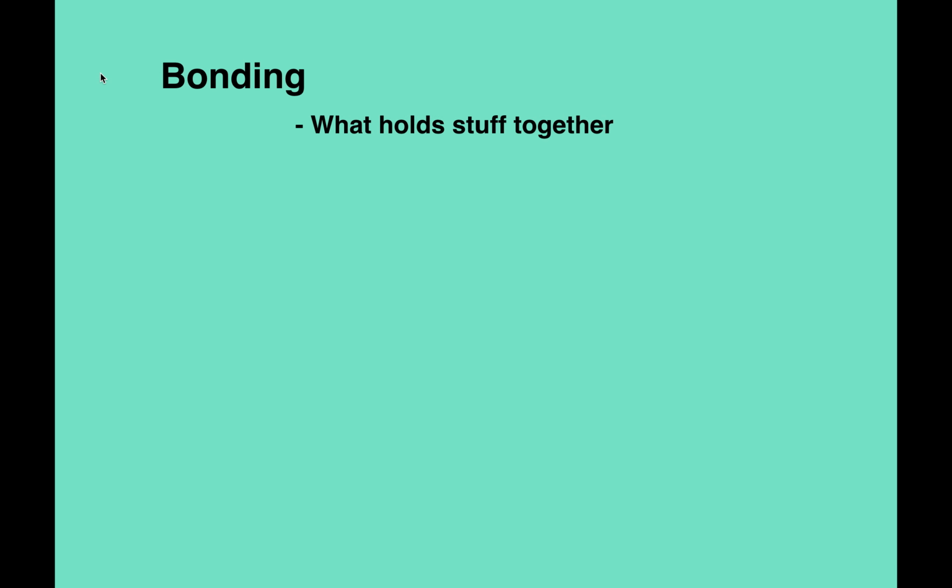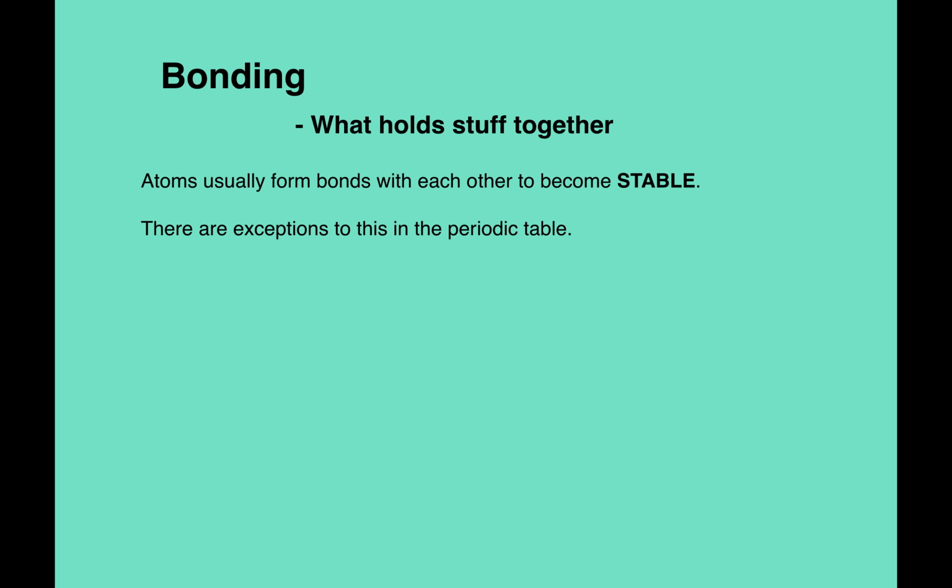Bonding. What holds stuff together? So we've mentioned before that when chemicals react, the atoms can come together and chemical bonds can form between them. They're not just mixtures, they're actually chemically bonded, so the atoms are held together by forces. Now, the driving force behind this process is the search for stability. So atoms usually form chemical bonds to become more stable. They're looking for stability. There are some exceptions in the periodic table.